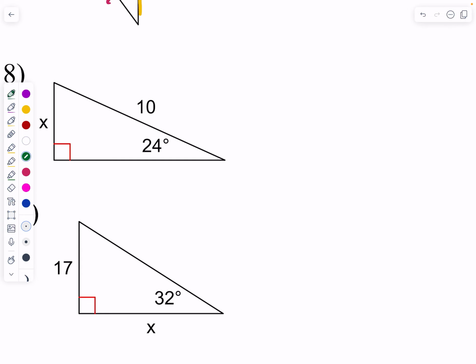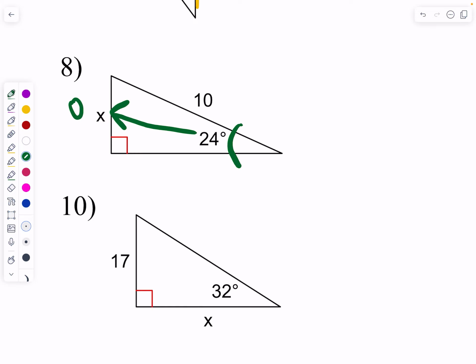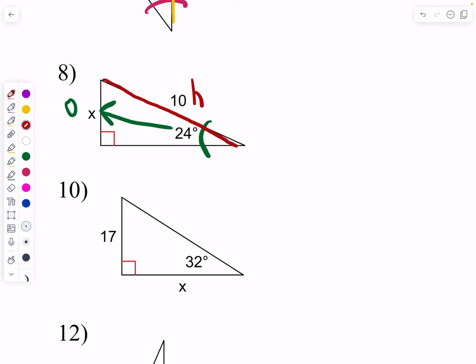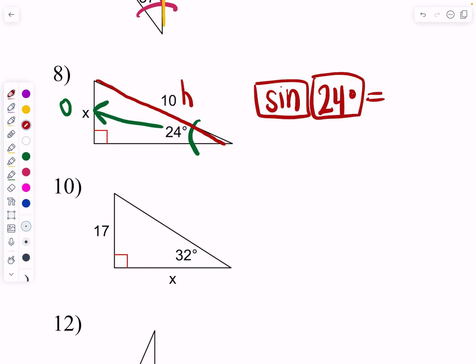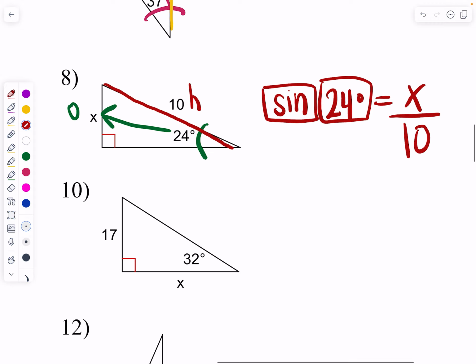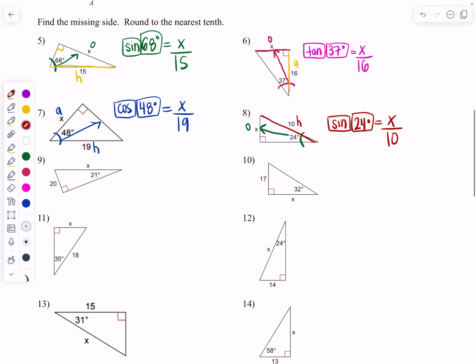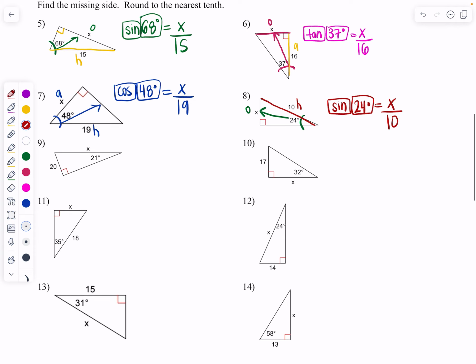Number 8, I'm going from the 24-degree angle. So from the 24-degree angle, I have my x is my opposite. My 10 is my hypotenuse. It falls across from the right angle. What goes with opposite and hypotenuse? That's going to be the sine. So sine of 24 degrees is equal to the opposite x over the hypotenuse 10. So that's where we're going to stop for now on that problem. We'll come back after spring break and talk about how to actually solve for the side length.